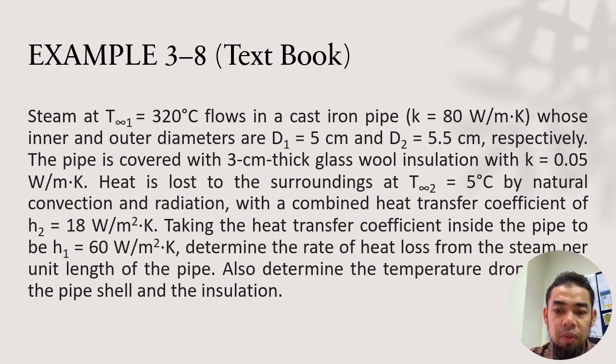Taking the heat transfer coefficient inside the pipe to be h1 equal 60 watt per meter squared Kelvin, determine the rate of heat loss from the steam per unit length of the pipe, and also determine the temperature drop across the pipe shell and the insulation.